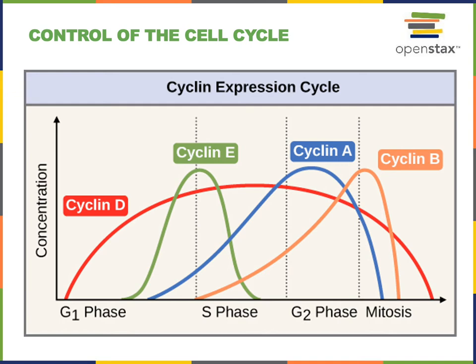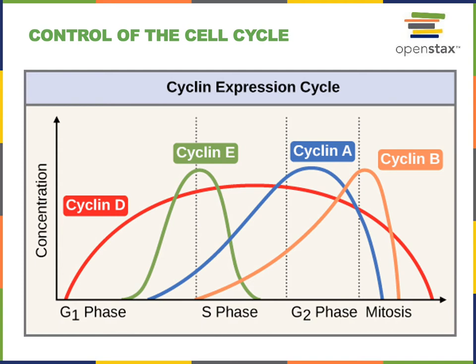Cyclins are proteins that normally accumulate during specific phases of the cell cycle. So here in the graph, we can see that cyclin D accumulates through G1 and S phase and then is degraded later as we enter G2 and mitosis. And you can see that cyclin E accumulates at the end of G1 and then is degraded during S phase. Cyclin A accumulates at the end of S phase and into the G2 phase, and then cyclin A will be degraded as we enter into mitosis, whereas cyclin B will accumulate at the end of G2 and be degraded as well during mitosis.